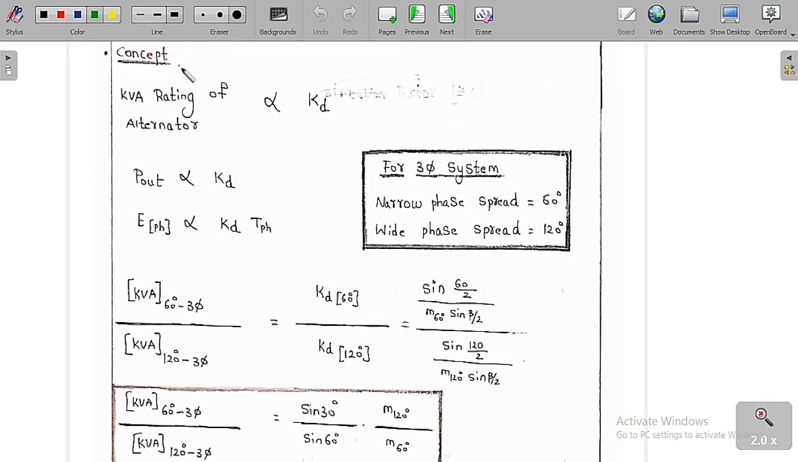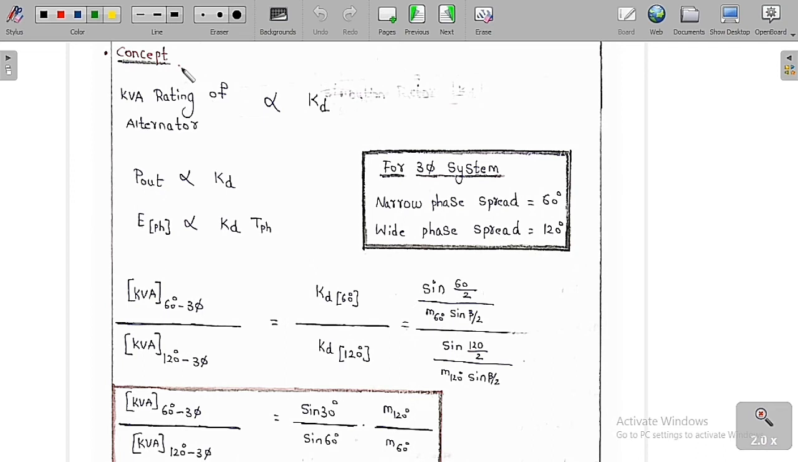Now we discuss one more important concept, which is called the kVA rating of the alternator. It is always directly proportional to Kd, because kVA is the product of voltage and current. Here, voltage means the EMF which is induced, because the supply voltage is nearly equal to the induced EMF. So EMF is directly proportional to the distribution factor.